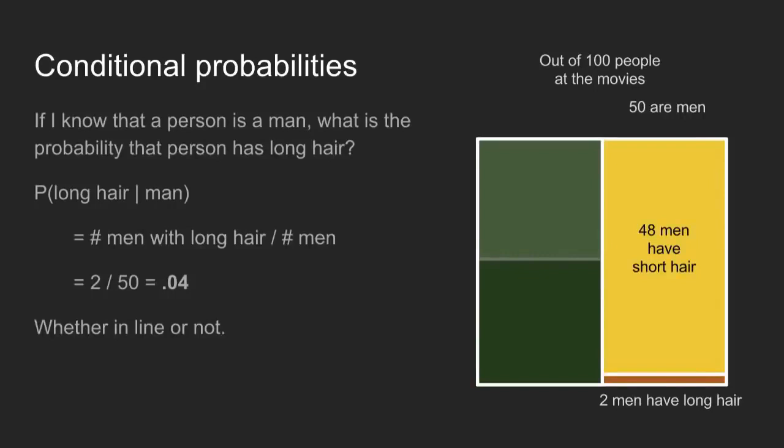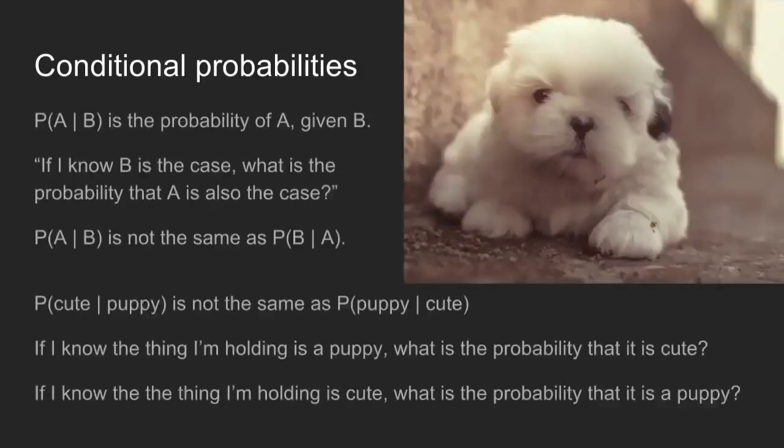We can do the same thing with men. Probability that someone has long hair given that they're a man is 4%. So conditional probabilities: if I know that B is the case, what's the probability that A is also the case? You can't reverse B and A and have this be true. For instance, if I know that the thing I'm holding is a puppy, what's the probability that it's cute? The probability is very high. If I know that the thing I'm holding is cute, what's the probability that it's a puppy? Well, it might be a puppy, it might be a kitten, it might be a hedgehog, it might be a small human. There's lots of things that it could be. So the probability there is less moderate. So these things are not interchangeable in conditional probabilities.